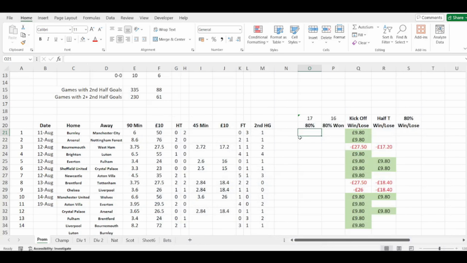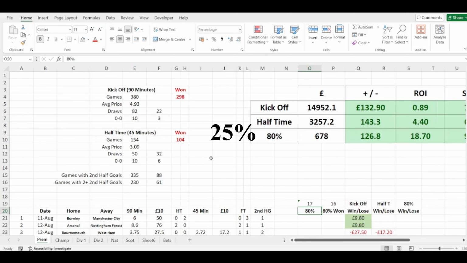Now I'm just going to talk about this 80%, what I was trying to do. This was my attempt to try and beat 80%. The reason why it's 80% is because statistically, 5% of the games end in a draw. So therefore 75% don't. So the 80% was my attempt to try and beat that.